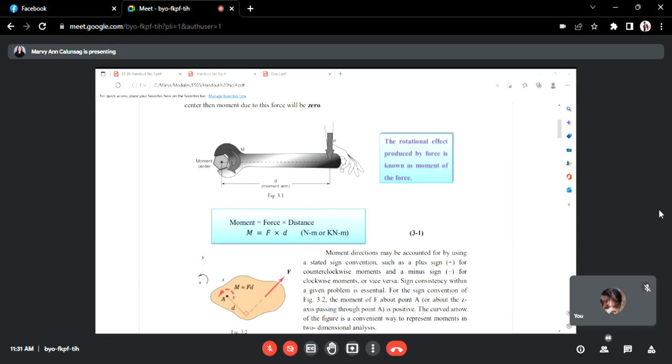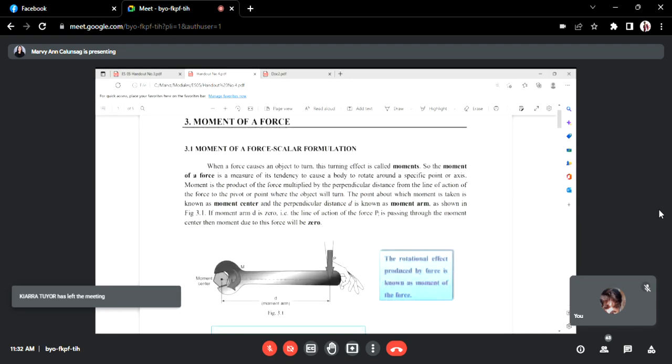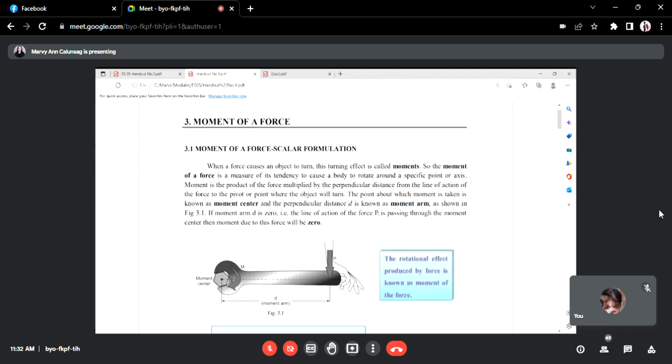Okay, so let us proceed now to moments of a force. Moment of a force. So you have here the definition. When a force causes an object to turn, this turning effect is called moment. So the moment is simply the tendency to rotate. Okay, the tendency to rotate.